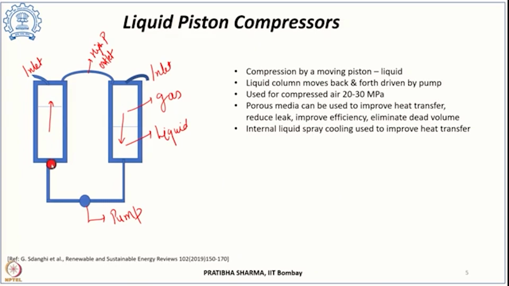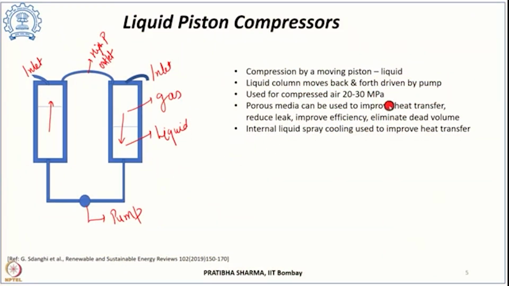So, during the compression the liquid level rises, so the volume reduces, and as such compression is achieved and the high pressure gas can be collected. So, there is a series of compression and expansion that occurs, driven by the liquid column, and that liquid column movement is by means of a pump. Usually these types of compressors are used for compressed air energy storage, at pressures of say 20 to 30 MPa, and these are integrated with renewable power plants.